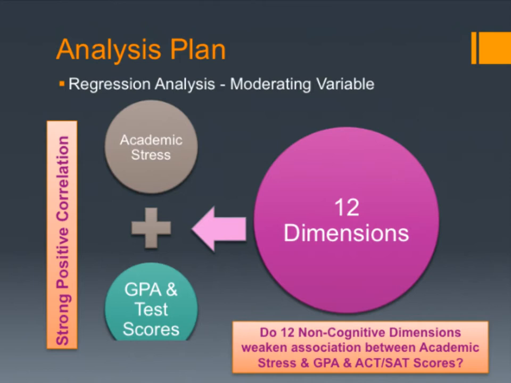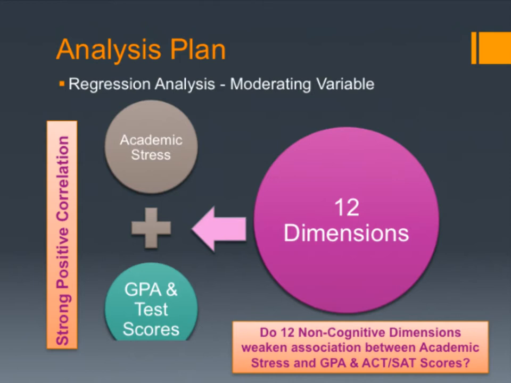And what I wanted to know is really if we could look at these non-cognitive factors to help reduce this anxiety and stress. We already know that there's a strong positive relationship between GPA and test scores and academic stress. So I really want to find out and investigate, using regression analysis, how these 12 dimensions might moderate the relationship that exists between these two variables.